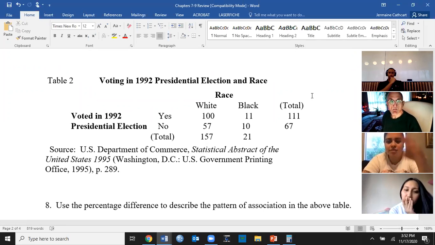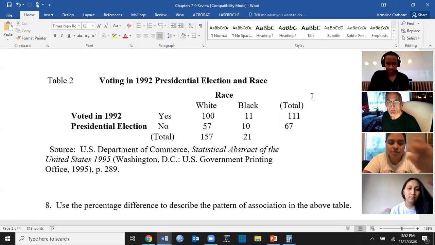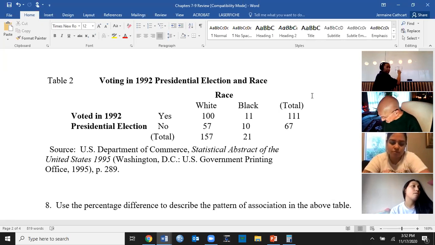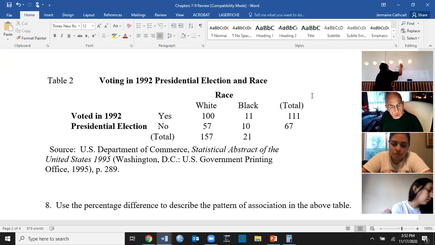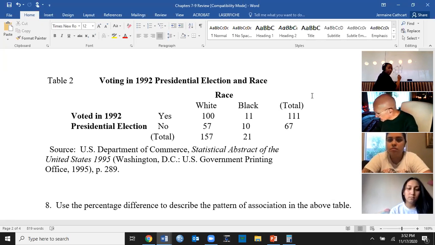You calculate vertically, right? So you would take like the 100 and divide it by 157, and then the 57 by 157 for the first column. Good. So why don't you go ahead and do that for me? So let's say for whites. No. So that's correct. We calculate vertically, not horizontally. So for whites who said yes, they voted in the 92 presidential election, what is the percentage there?